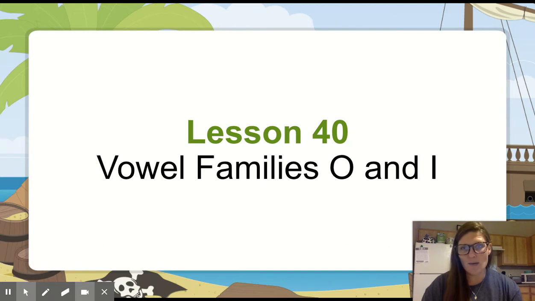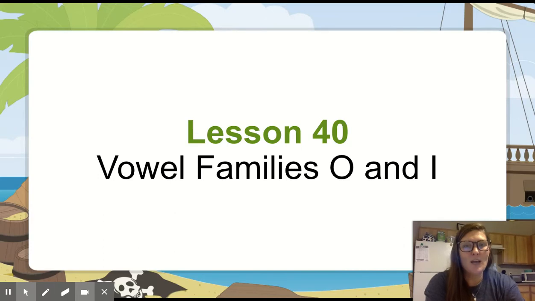All right, so today we're going to talk about vowel families O and I. And actually, we're just going to talk about the O families, and then tomorrow we're going to come back and talk about the I families, okay? So a lot of times when we have a vowel and two guardian consonants, the vowel is short, but every rule has some exceptions to it, but it turns out that the exceptions follow rules too.